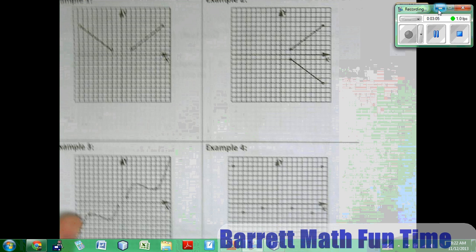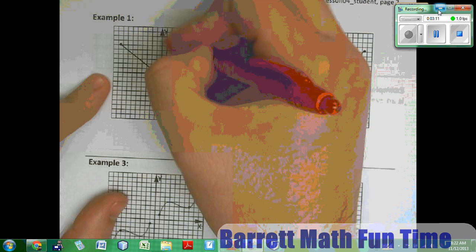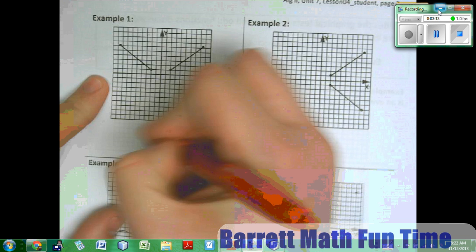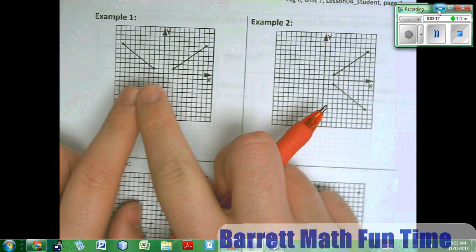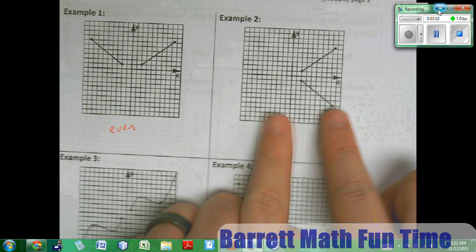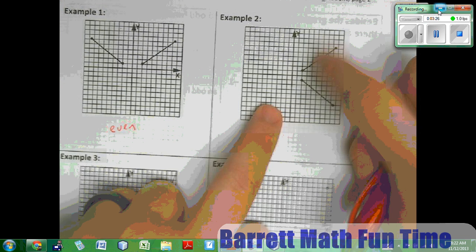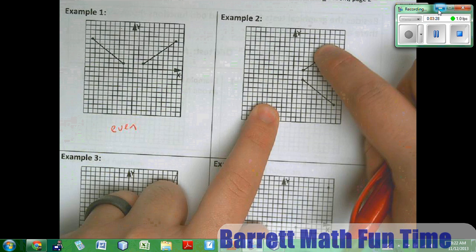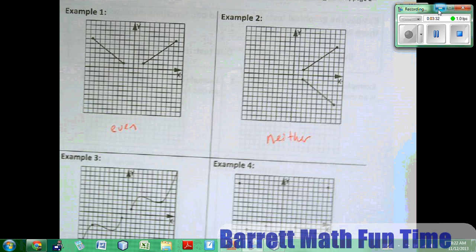All right. So this one, this is even, right? Because I could fold it in half along the y-axis. Even. Okay. This one, can I fold it along the y-axis? No. And is it equal on either side of here? No, so it's neither.